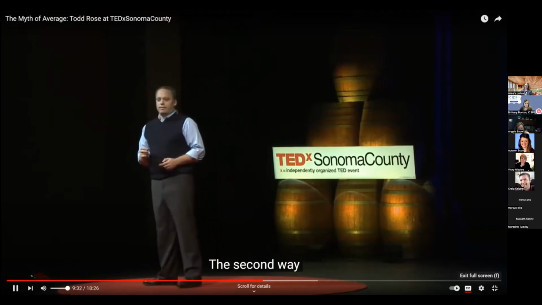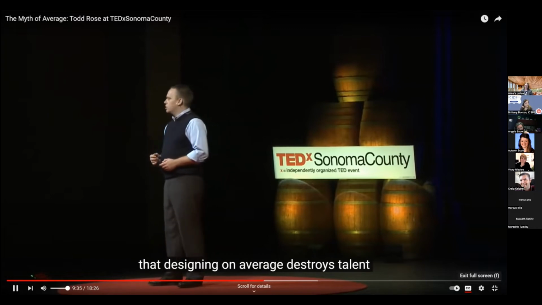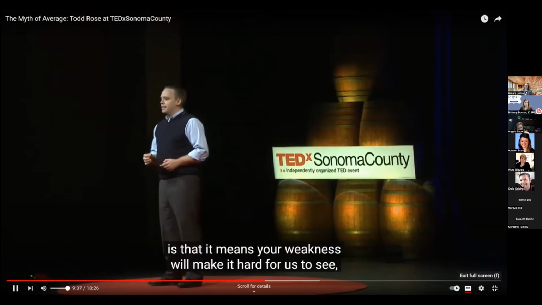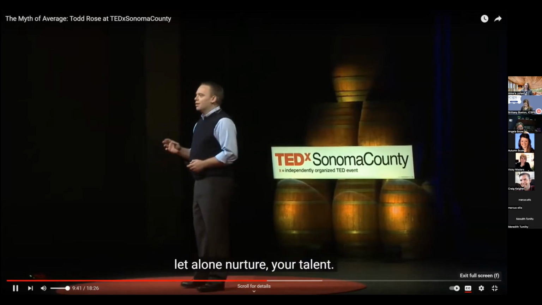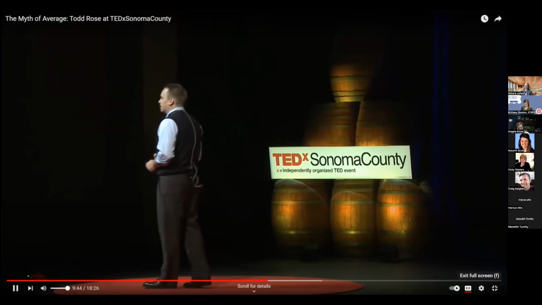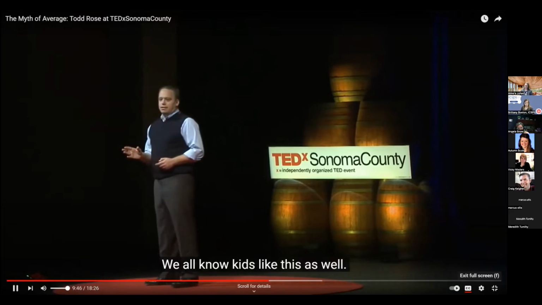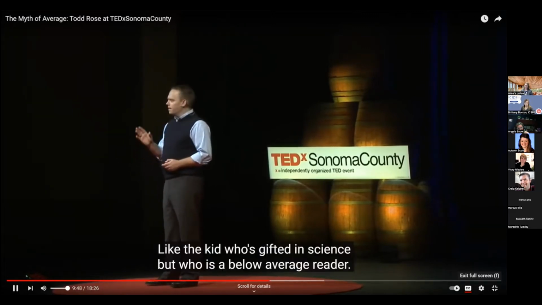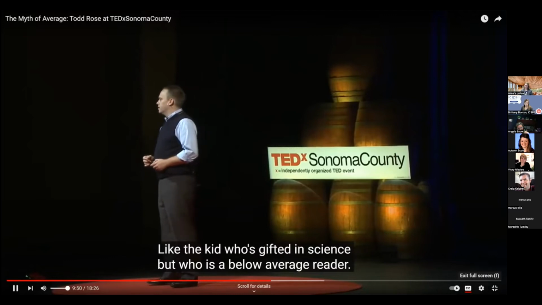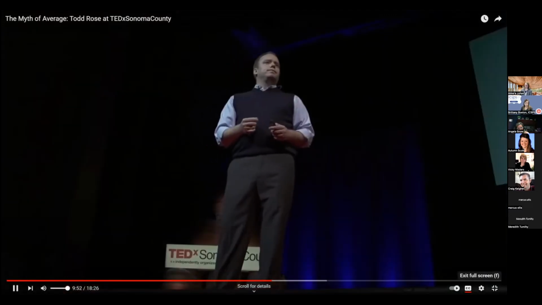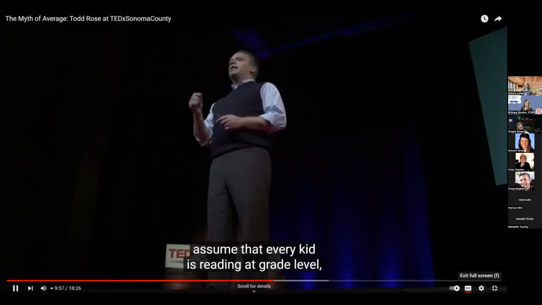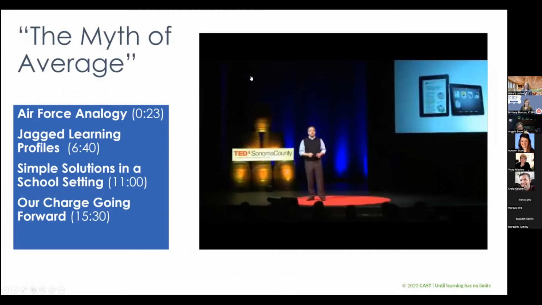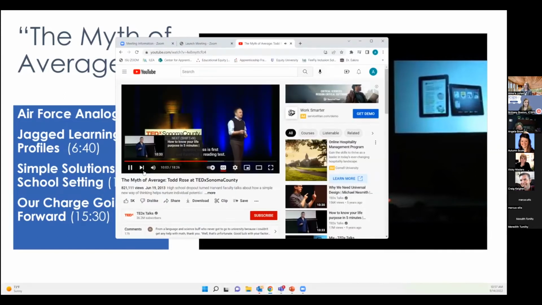The second way that designing on average destroys talent is that it means your weakness will make it hard for us to see, let alone nurture, your talent. We all know kids like this as well. Like the kid who is gifted in science, but who is a below average reader. Because our science textbooks assume that every kid is reading at grade level, this kid's in trouble. Because for her, science class is first.